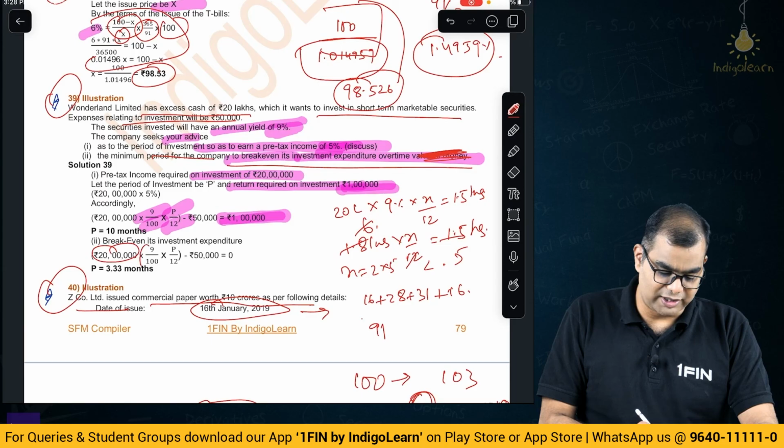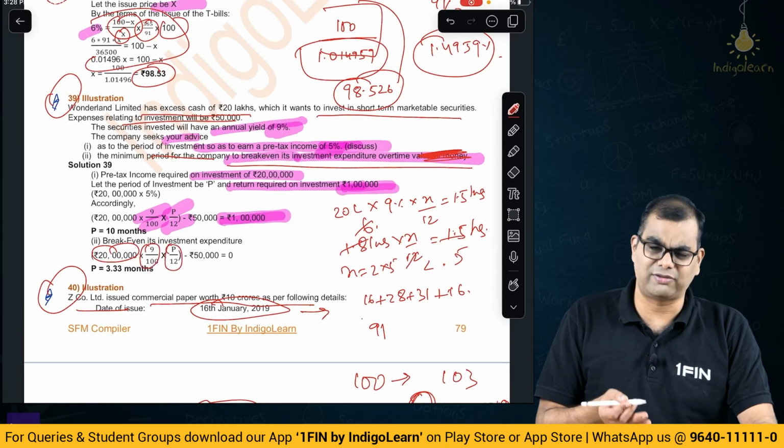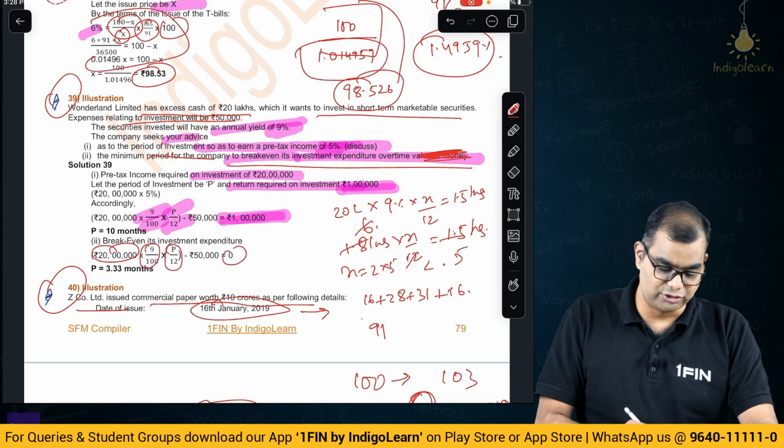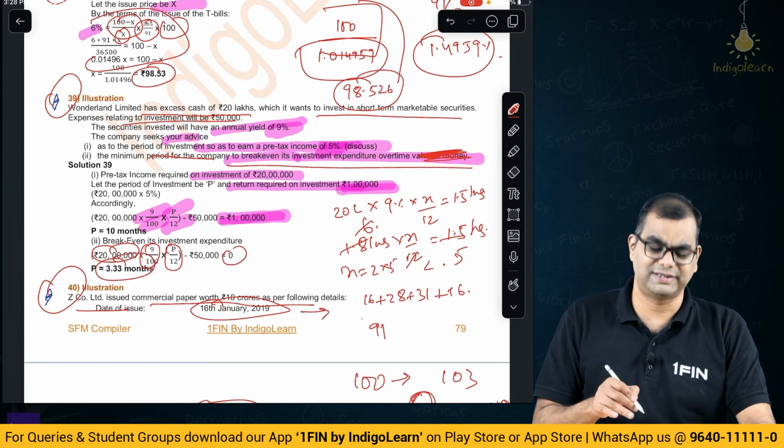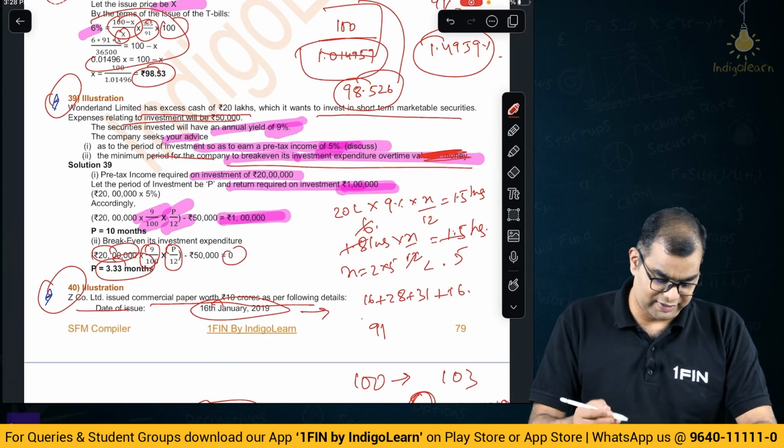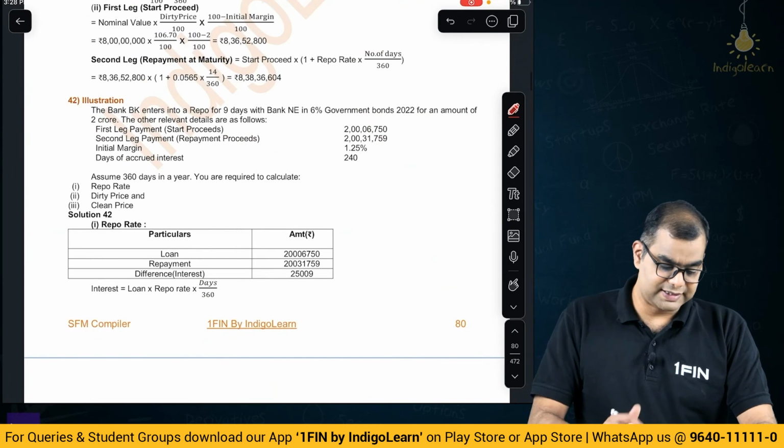So, 20 lakhs into 9 by 100 into p by 12 minus 50,000 is equal to 0. You solve for p, you get a value of 3.8. This again is a very simple question. I don't know why they have asked a question like this. Let us take this question.